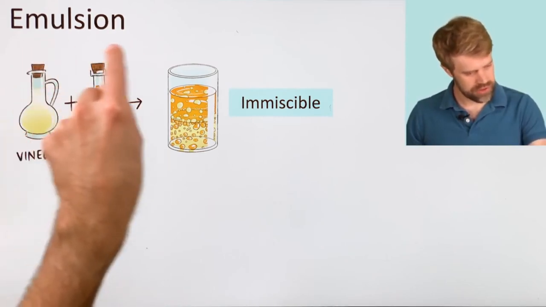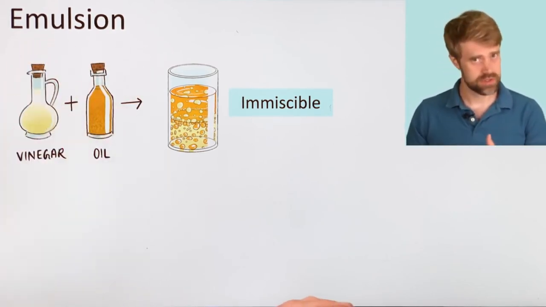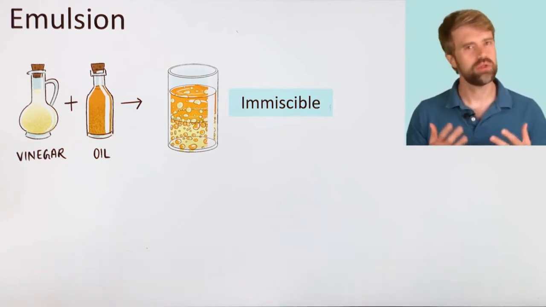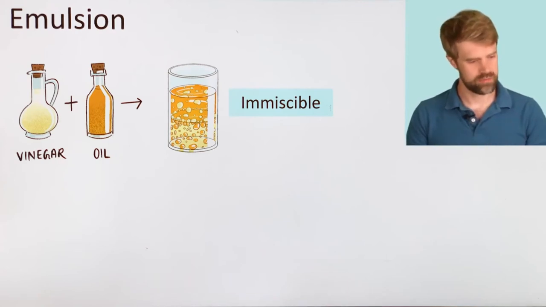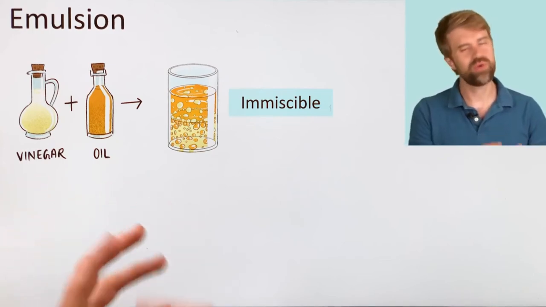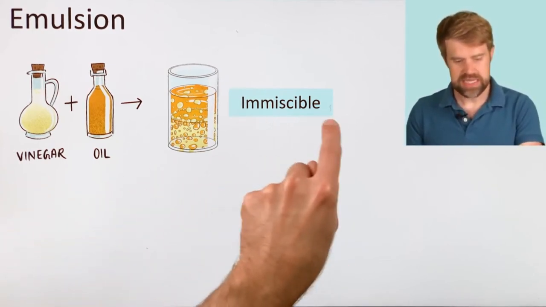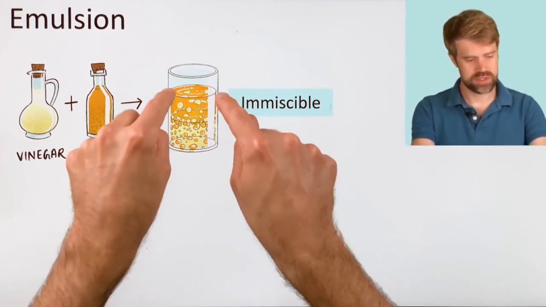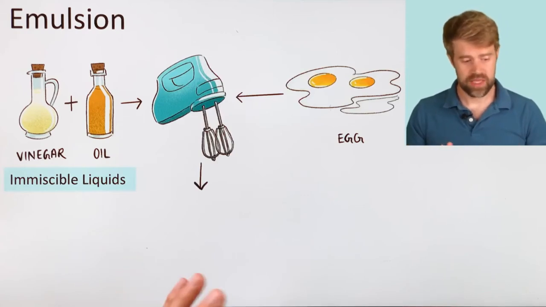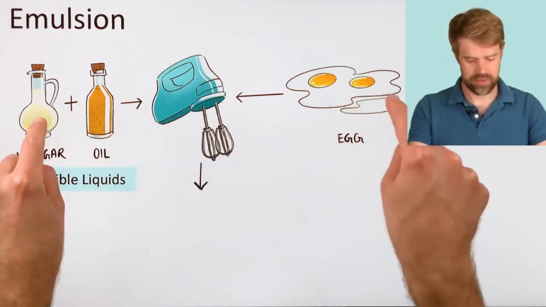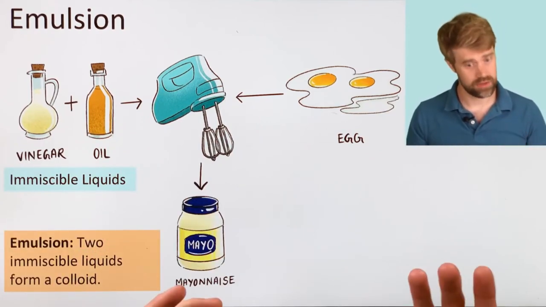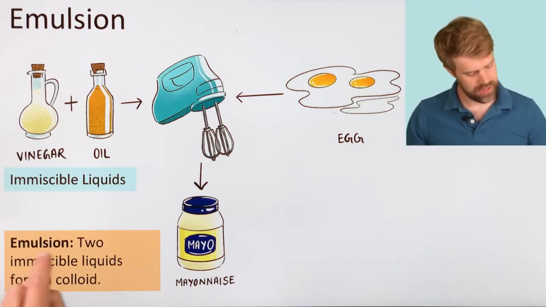An emulsion is a liquid substance dispersed in a liquid medium. Normally, these are two liquids that wouldn't dissolve in one another, like oil and vinegar. If you've ever used these in a salad dressing, you know they don't mix together. They are immiscible. One liquid would settle below the other, just like this. But if you add an egg yolk and mix them together using a blender, you get mayonnaise, which is a colloid. We call this type of colloid an emulsion.